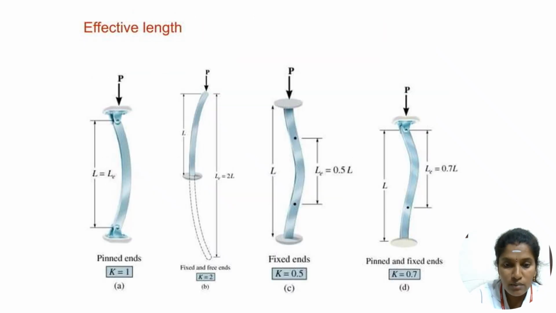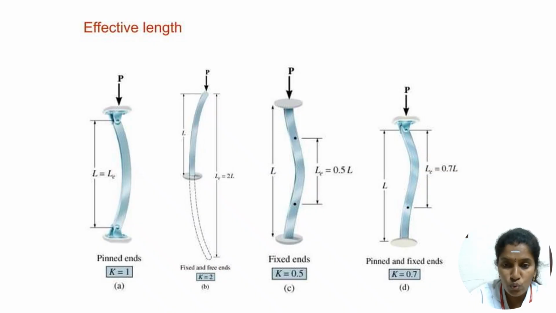So these are the column conditions. When both end conditions are pinned connections, the effective length L effective takes its value accordingly. Likewise we have another condition: one end is fixed and the other is free, that is, one end is restrained and the other is free. Both ends hinged, both ends fixed. Likewise, for each and every condition the effective length can be varied.